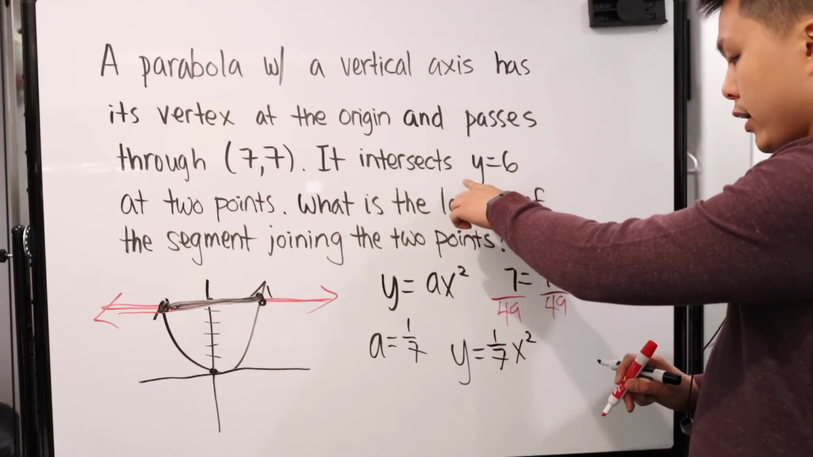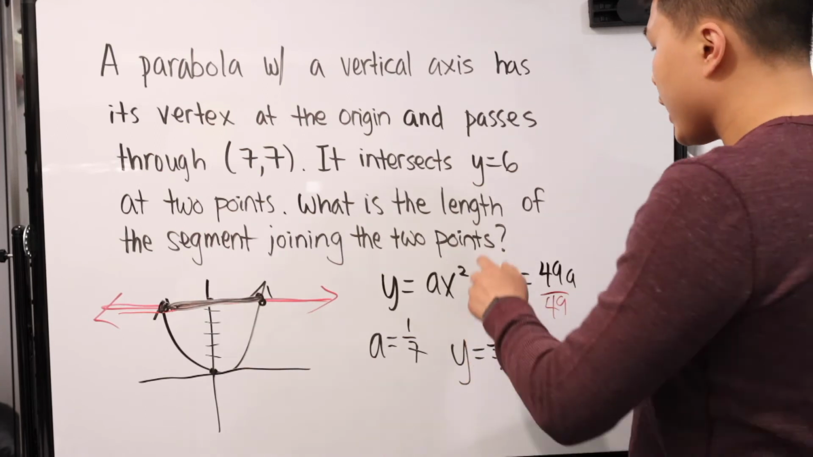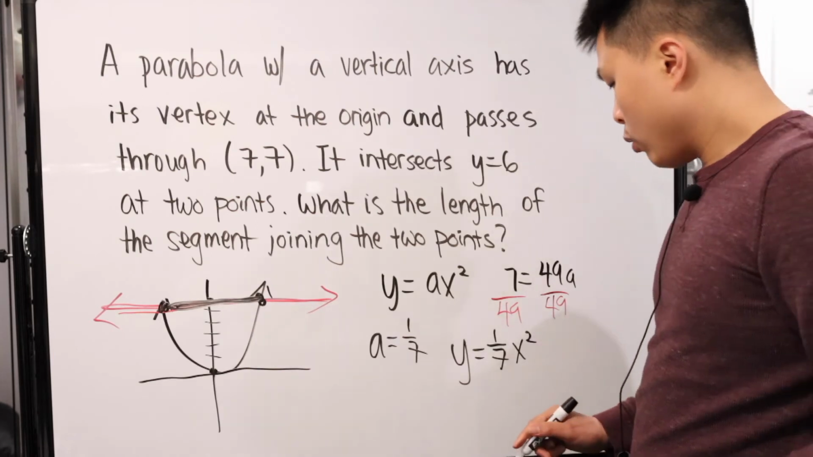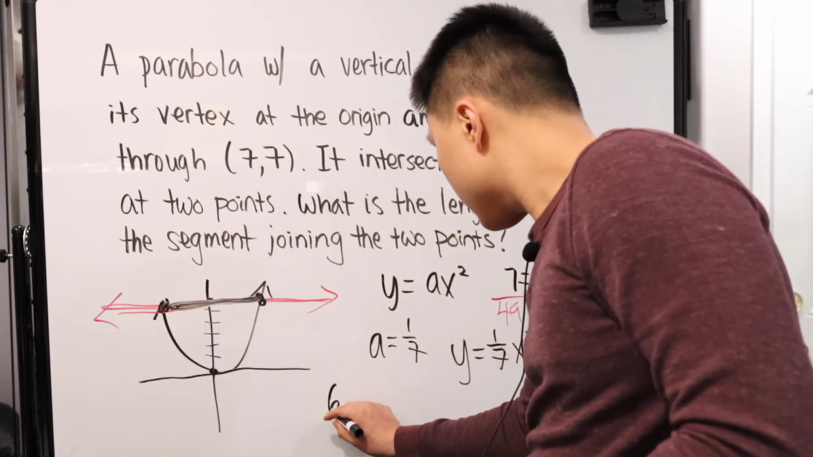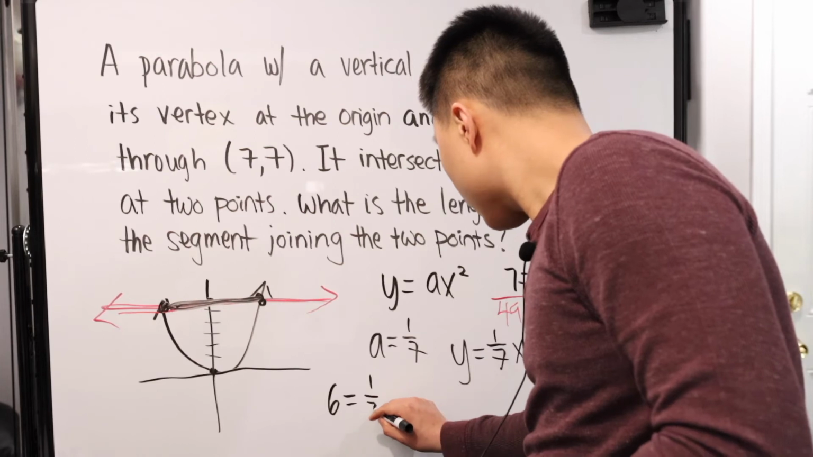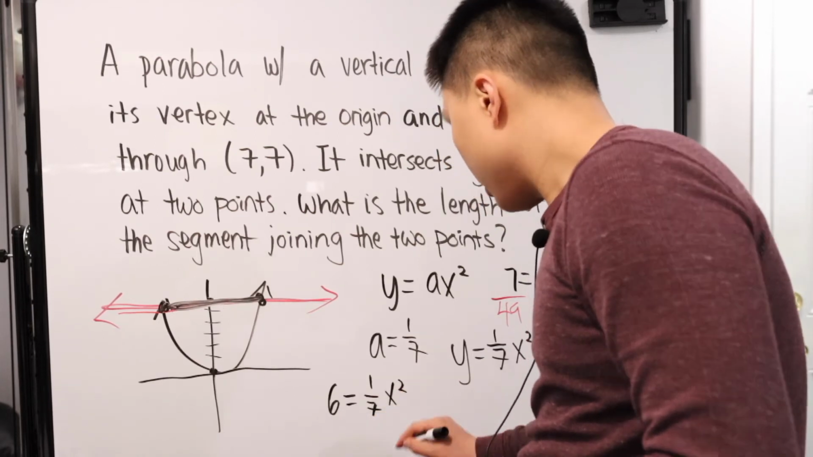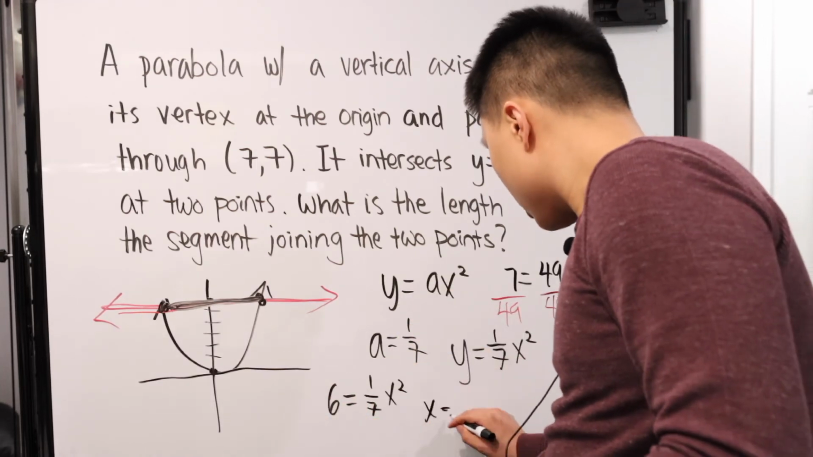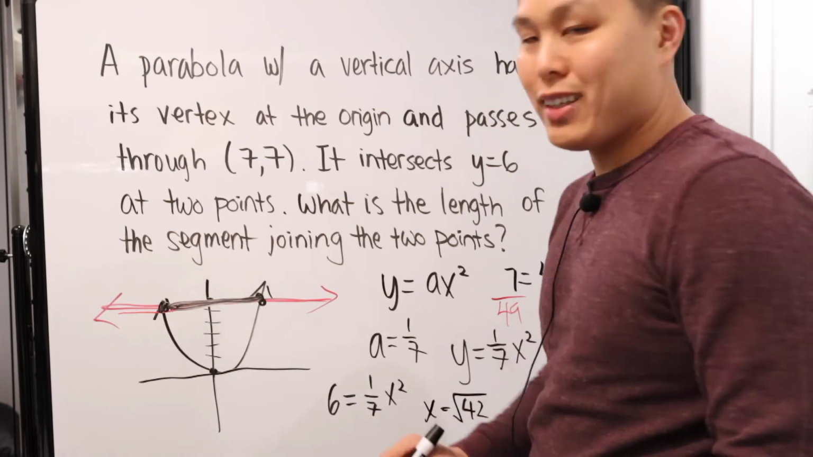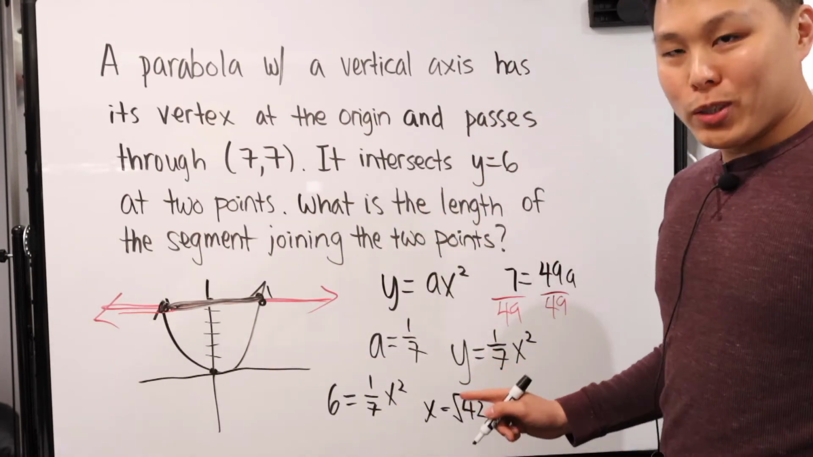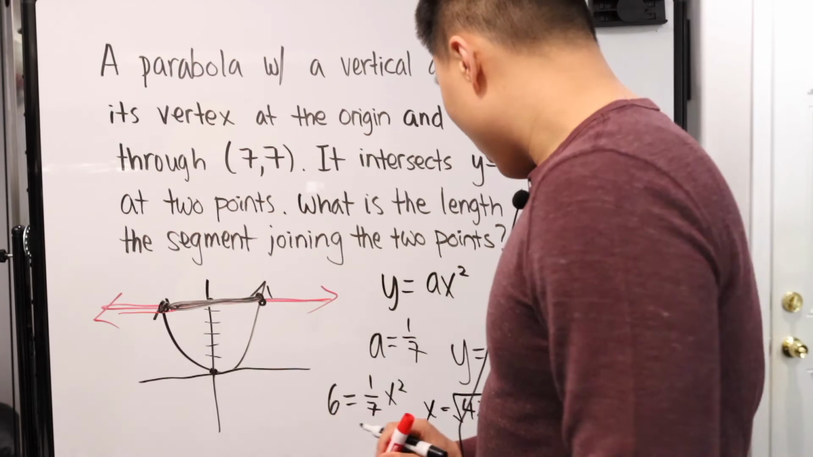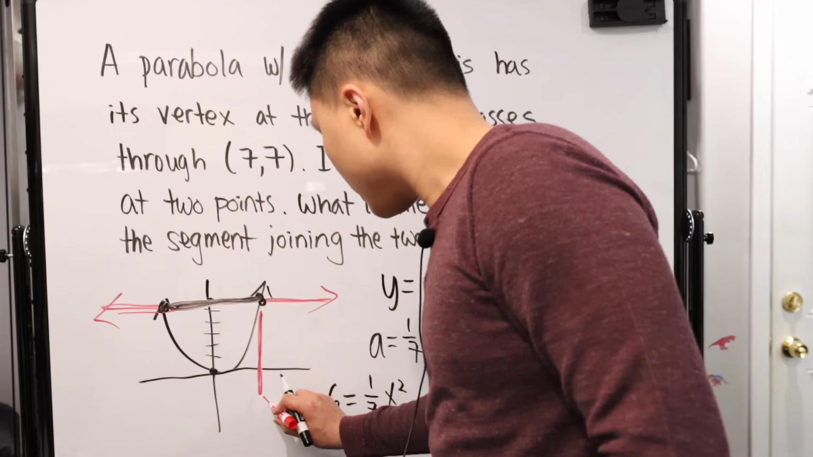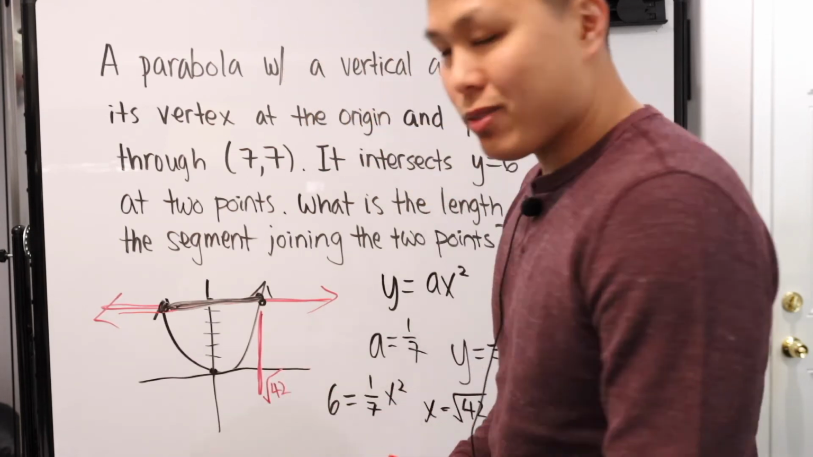Now, we're looking at when it intersects the line y equals 6. So we plug in 6 here. What do we get? We get 6 equals 1 over 7 x squared. And then we multiply by 7, which is 42. Then you square root it. So x equals square root of 42. Now, here's the kicker. You're almost done. The idea is that, well, one of them, this is probably the positive version, right? That's square root of 42.